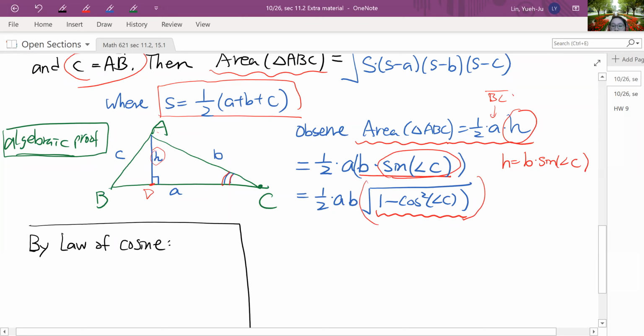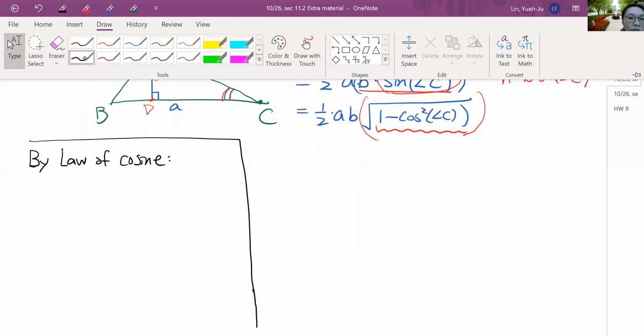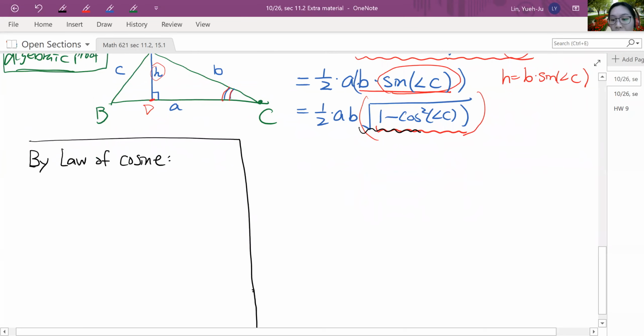I believe that if you took calculus or a little bit of trig before, you should know this by now. Then the thing is that I still want to rewrite the cosine squared in terms of the sides, right? There's a lot of algebra tricks here. First of all, I want to see how I'm going to rewrite the quantity inside the square root, the 1 minus cosine squared. So first of all, recall the law of cosines.